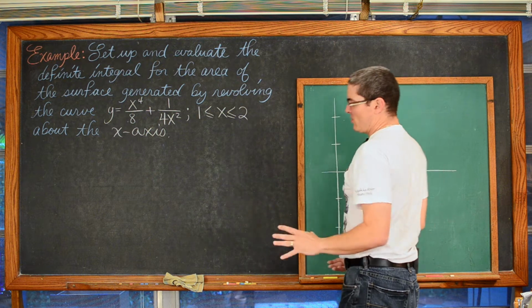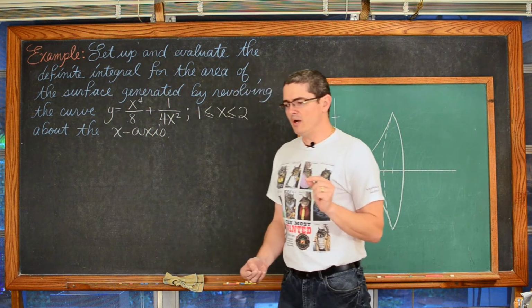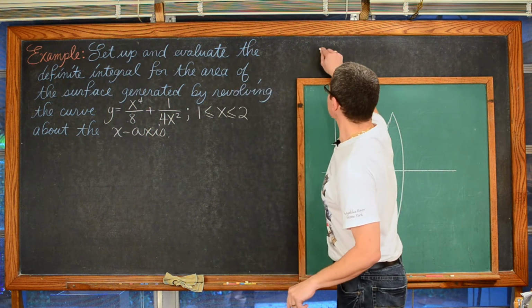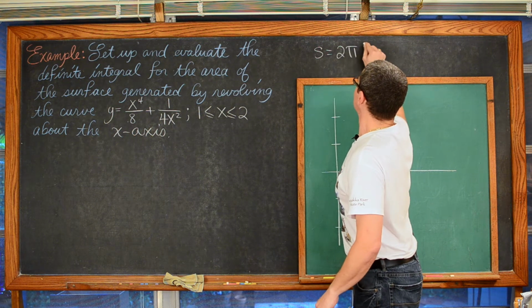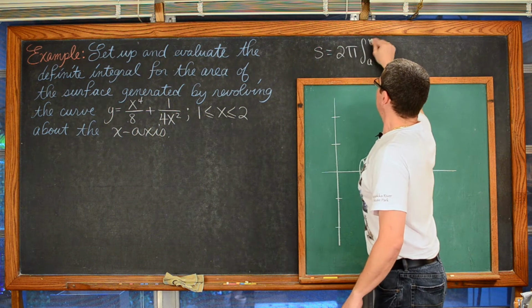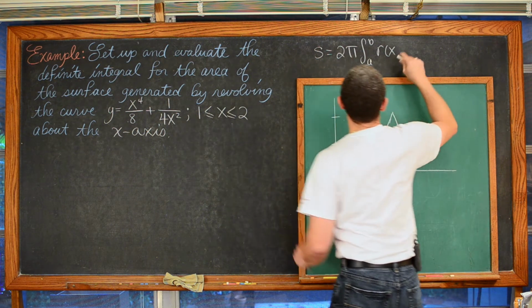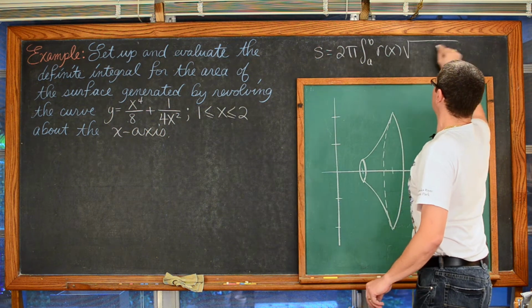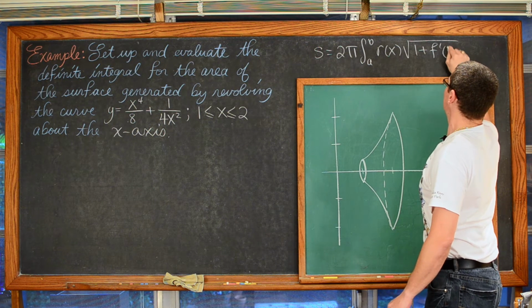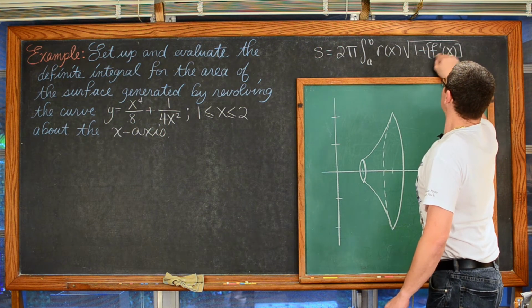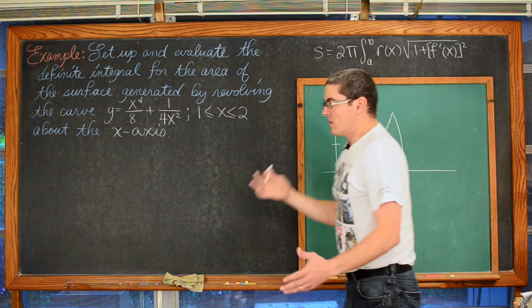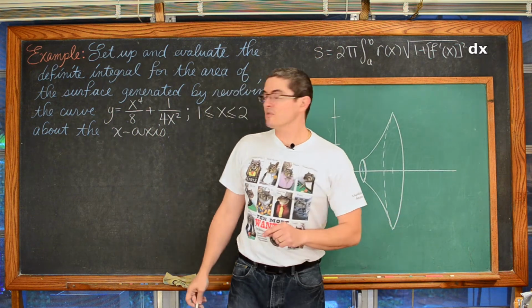So, okay, S is equal to 2 pi times a definite integral from a to b of some kind of radius. This will be in terms of x because our function is y in terms of x, times the square root of 1 plus f prime of x squared. So we need to take the function and find the derivative.